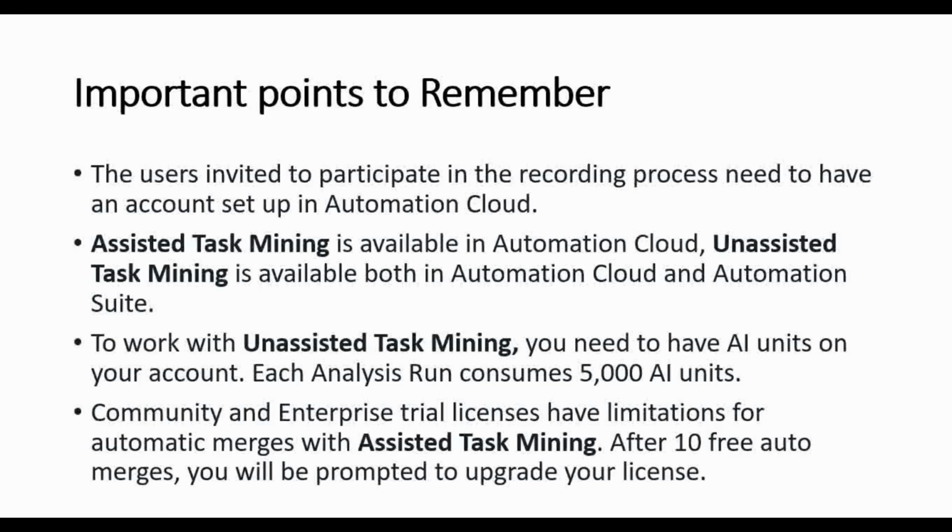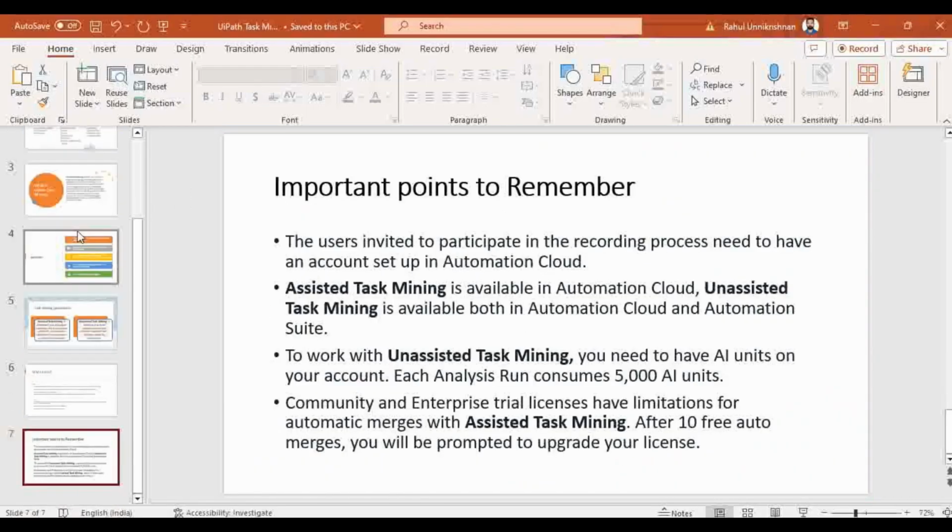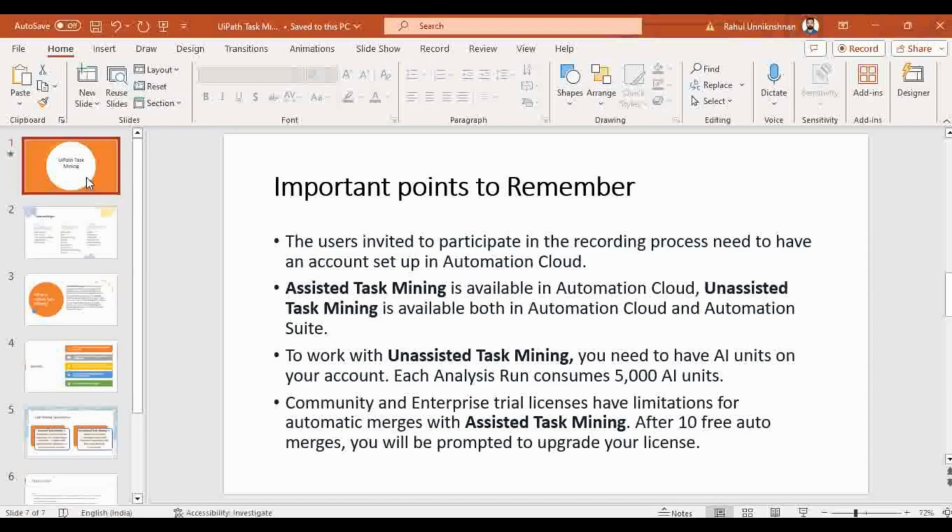Community and enterprise trial licenses have a limitation for automatic merges with assisted task mining. As I mentioned, in assisted task mining, we can merge different variations. So what you have to keep in mind is that it will offer only 10 free auto merges. After that, it will ask you to upgrade your license, and it is applicable for both community as well as enterprise trial licenses.